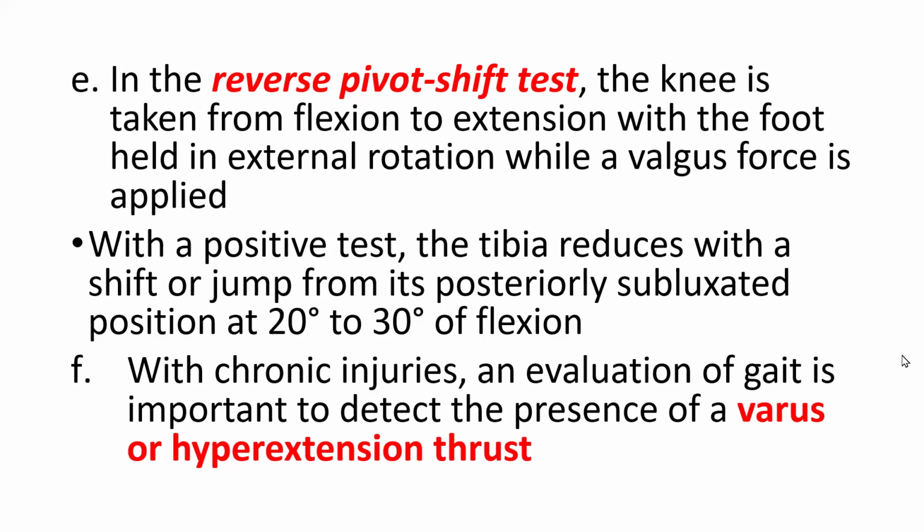With chronic injuries, an evaluation of gait is important to detect the presence of varus or hyperextension thrust gait. You see that there is a lateral thrust gait. There's nothing to support the knee posterolaterally, especially if the lateral collateral ligament is gone with the posterior capsule. So you have to think of this.